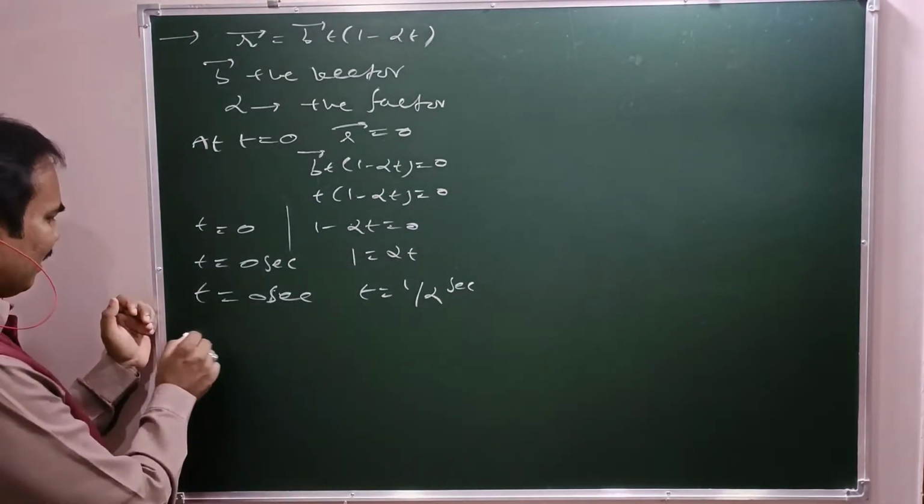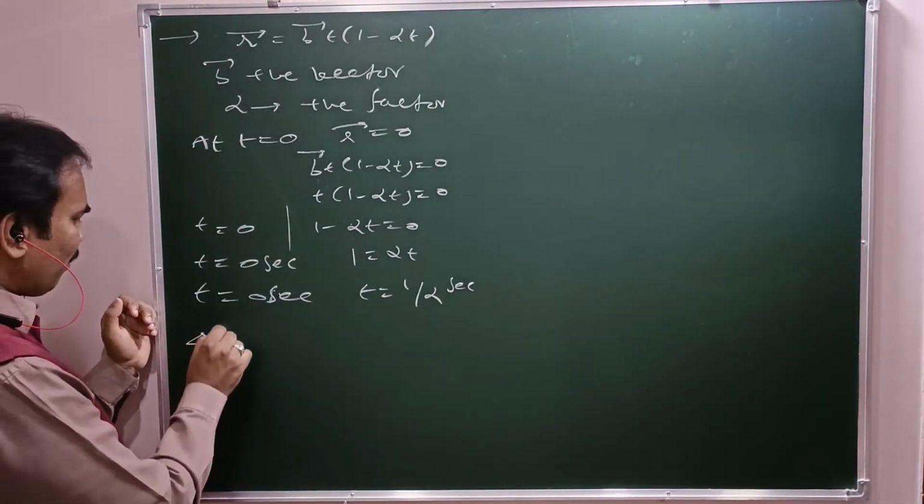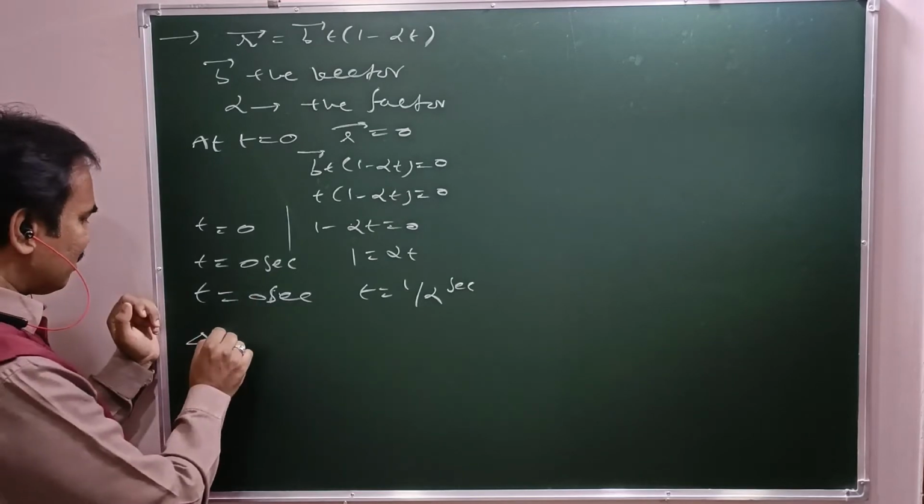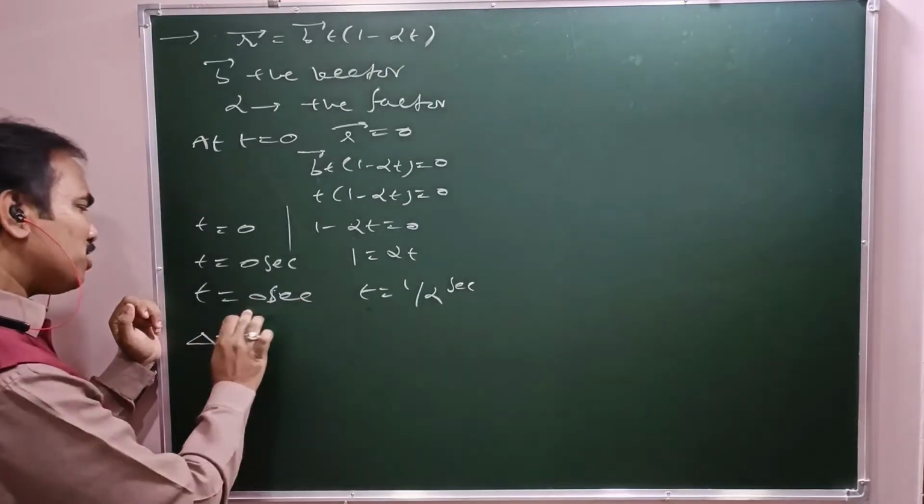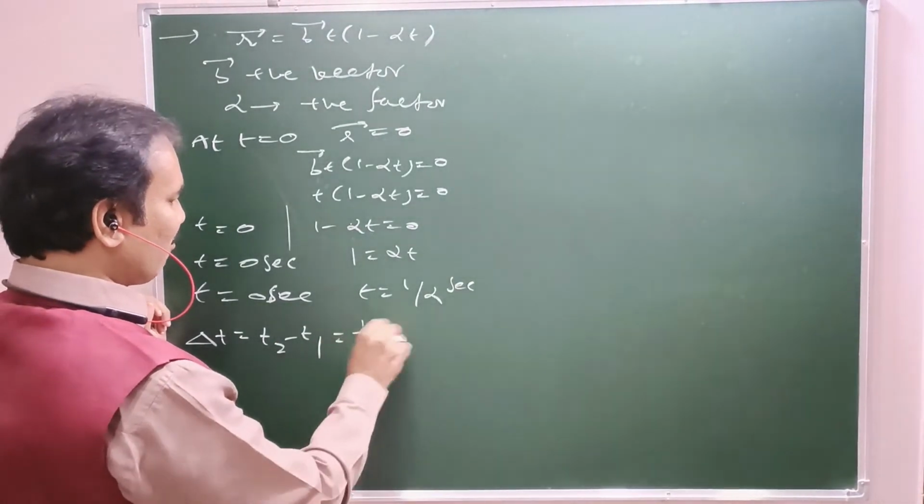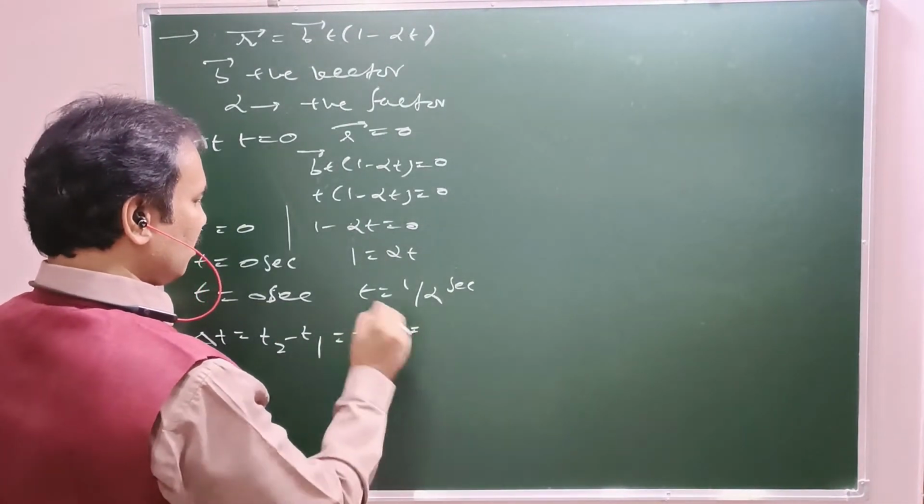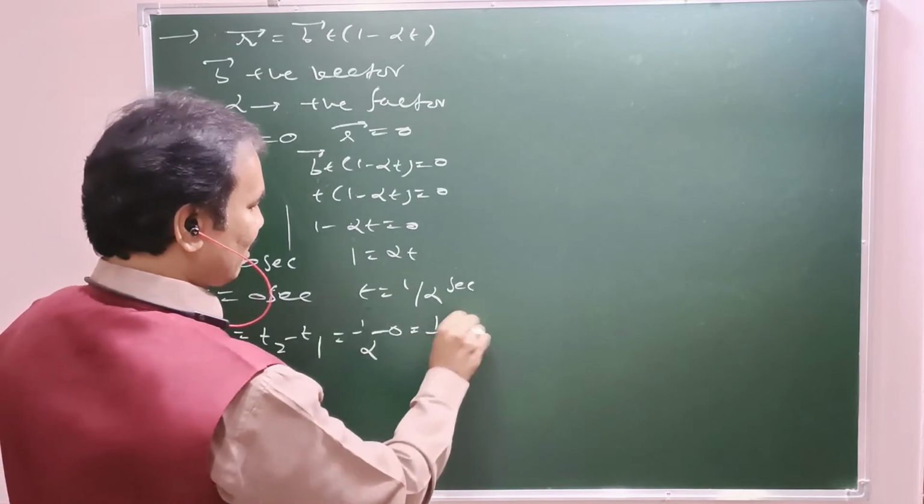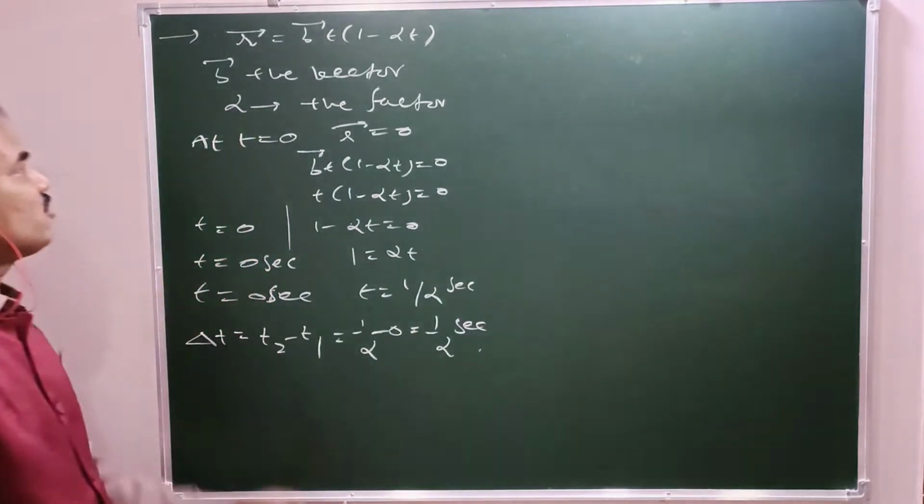Now what is the interval here to have the particle at its initial point? Delta t equals t2 minus t1, that is 1 by alpha minus 0, that is 1 by alpha second. Am I right? 1 by alpha second.